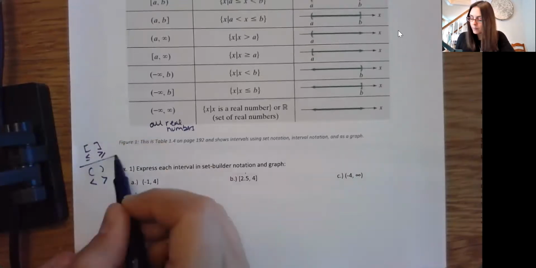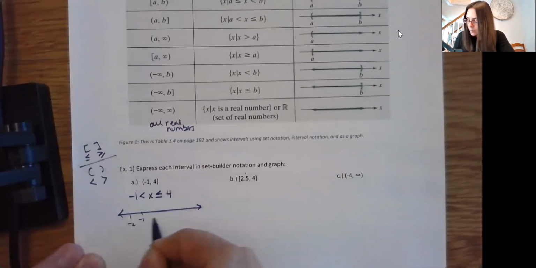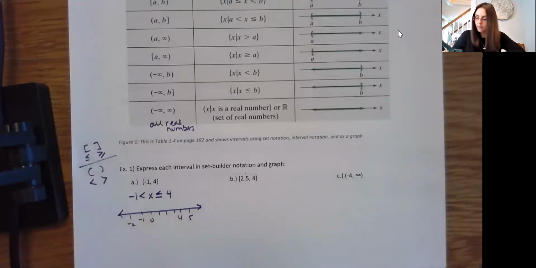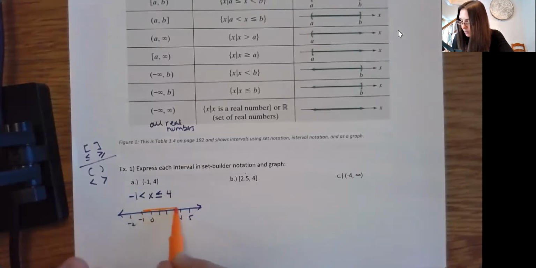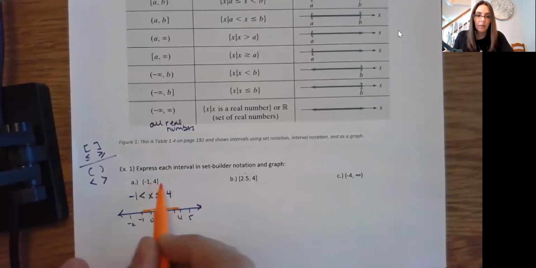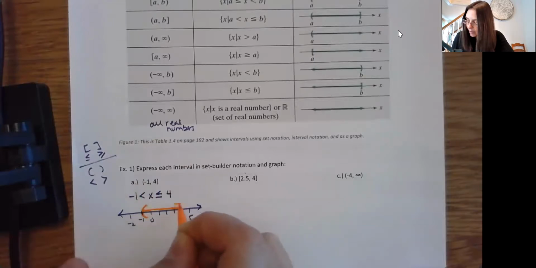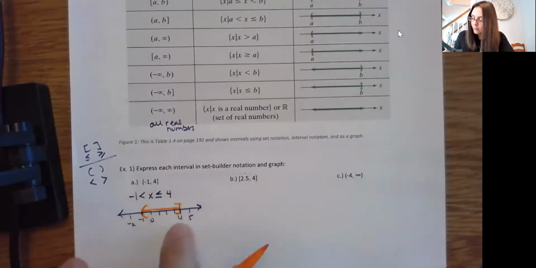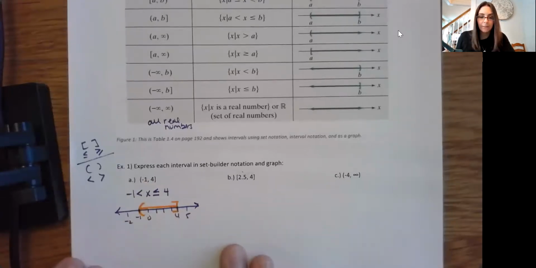On a graph, so let's see, -2, -1, 0, 1, 2, 3, 4. You're shading in between those two values. And then you're going to match the interval notation. So this side would have a parenthesis and this side would have a bracket. That's telling us that the 4 is included in the solution set, but -1 is not. We're strictly greater than -1.